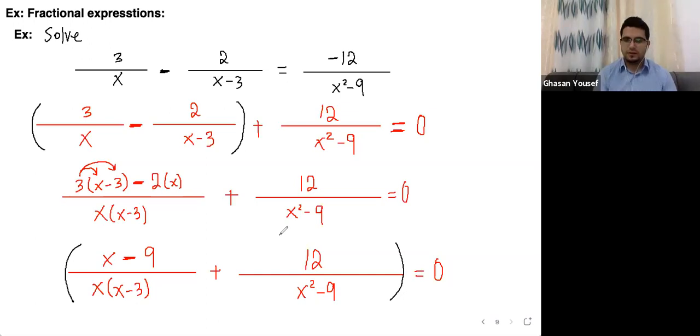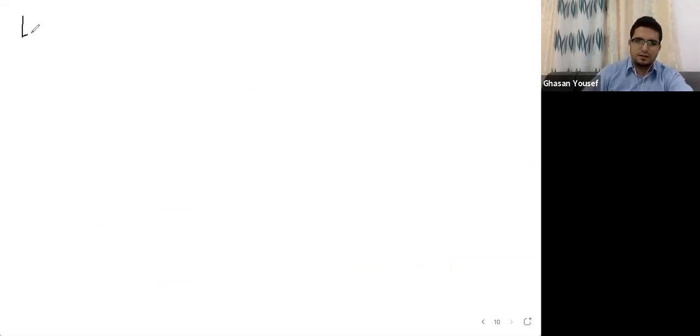To make the denominators equal, the best way is to use the least common denominator, rather than cross multiply. I will not cross multiply because I have x squared minus 9 here, and a huge expression, and I don't want to take a long time multiplying. So the best thing here is to use the least common denominator for both fractions.